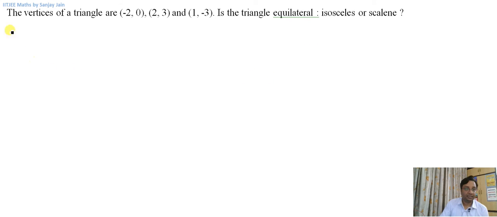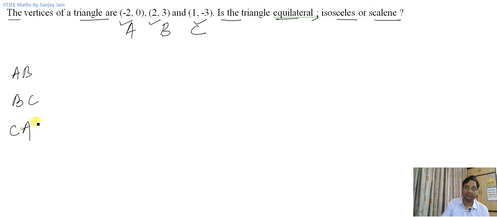Okay, let us take this question here. The vertices of a triangle are these. Is the triangle equilateral, isosceles, or scalene? We just need to give them names A, B and C. So I just need to find the distances AB, BC and CA using the distance formula.